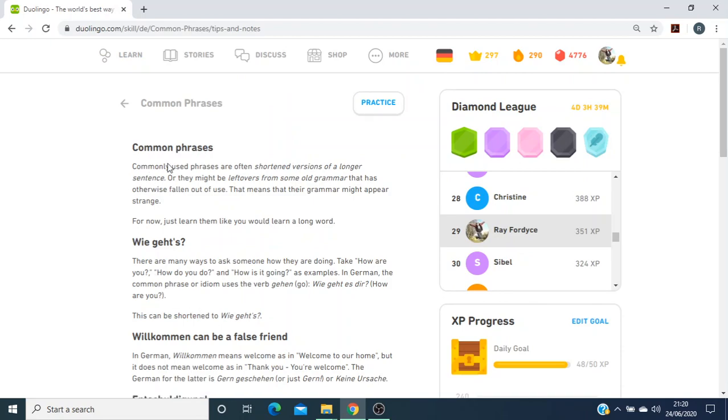So common phrases. Commonly used phrases are often shortened versions of longer sentences or might be leftovers from some old grammar that has otherwise fallen out of use. That means that their grammar might appear strange. For now, just learn them like you would learn a long word. So here's a first example. Wie geht's, that's how are you?